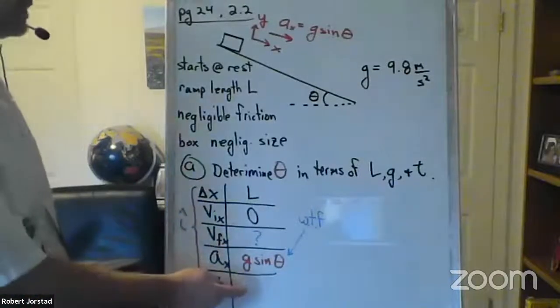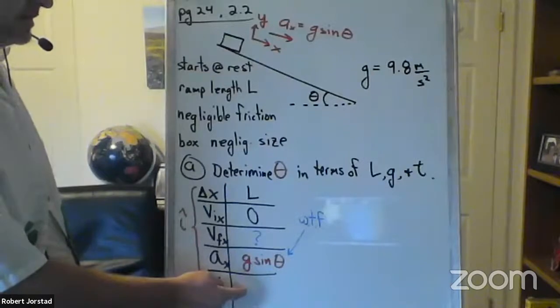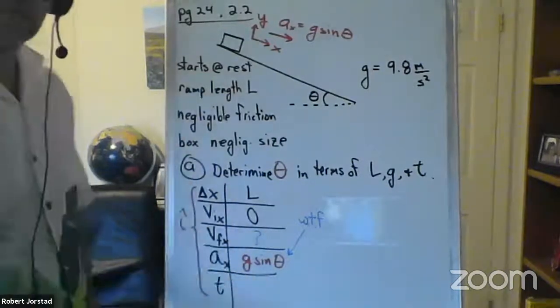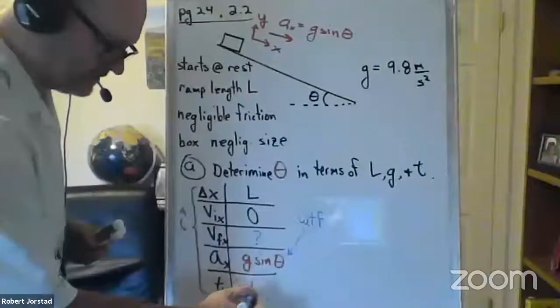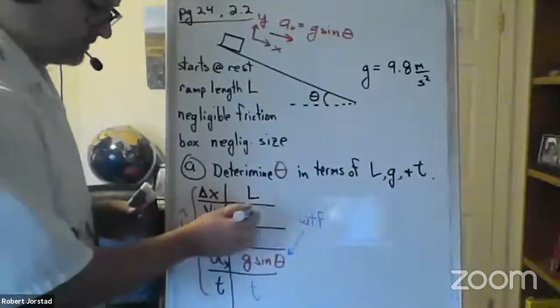How about time? Do we know the time in this case? Was time a variable that we knew? It's known, and it's just the variable t. And so this is where things get a little bit weird for students here. Maybe I'll make these all blue here.